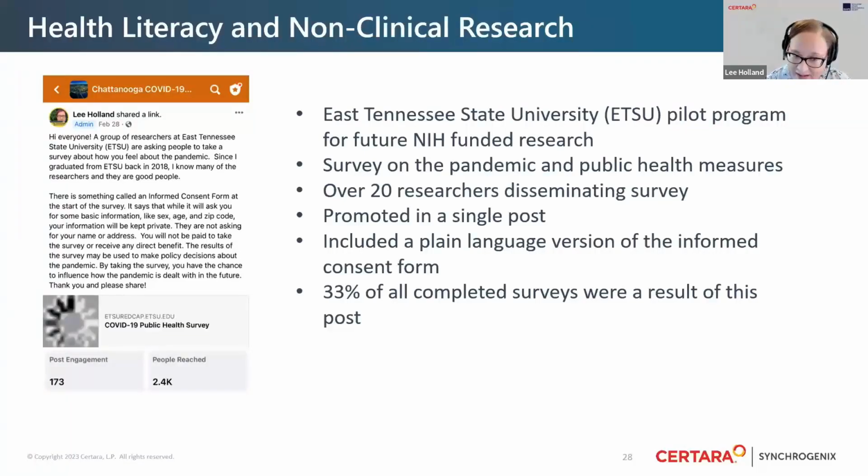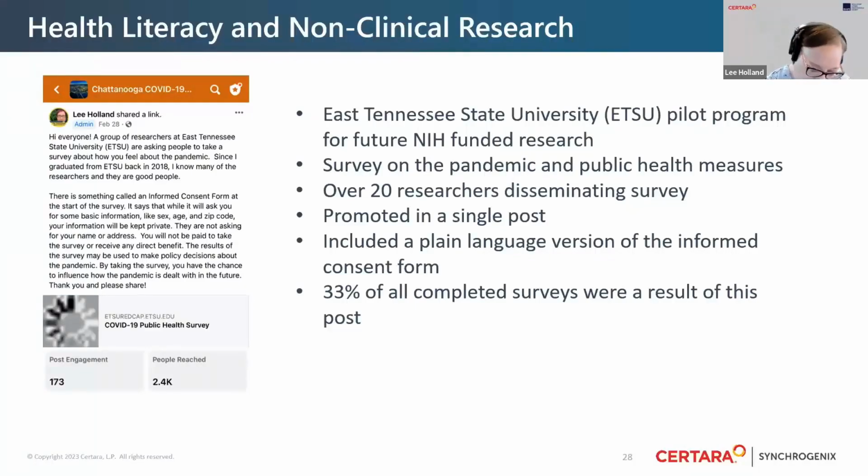However, when I clicked on the link and took a look at what I was going to be sharing with my community here, I realized that the informed consent form was going to scare people very badly. It was not easy to understand. As a result, I wrote just a paragraph-long explanation of what the research was about and what the informed consent form at the beginning really meant. And as a result, 33% of all completed surveys were a result of the single post that I made.